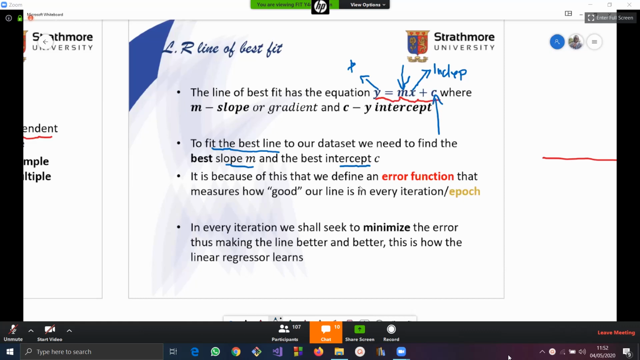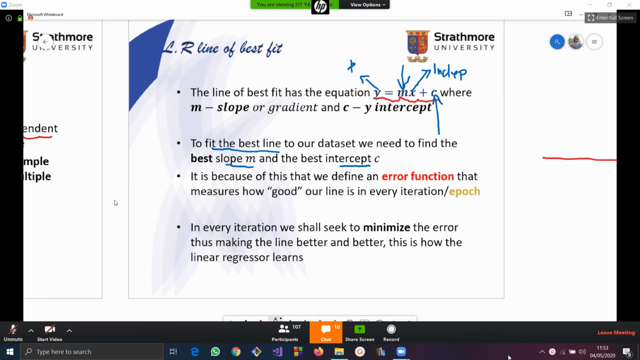Okay, fine. So it's because of this that we define the error function. And I've tried to summarize this as much as possible. By the way, I write most of these notes just in my own words so that you can be able to understand.